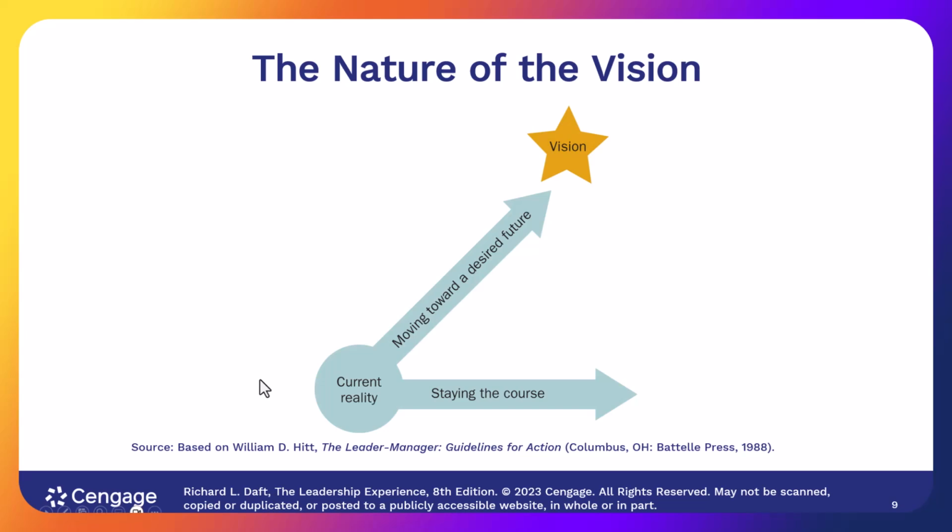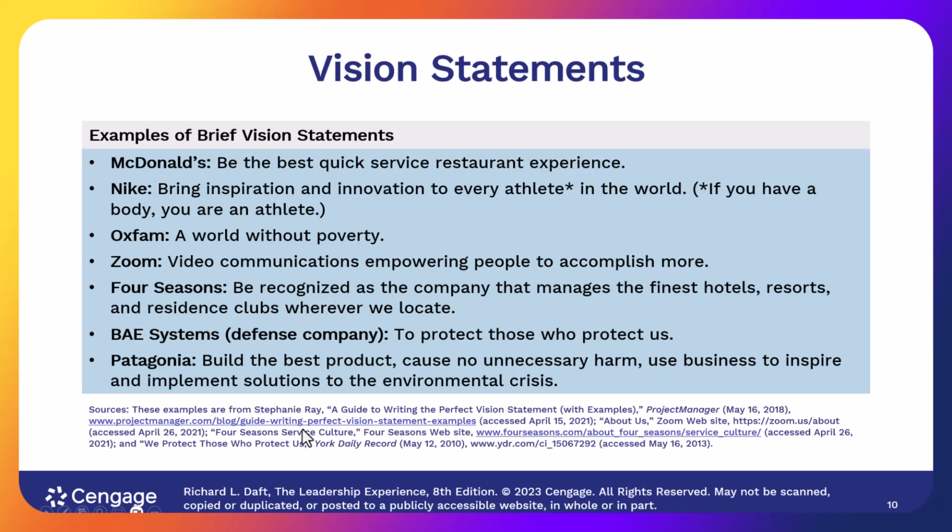The nature of the vision. So if you look at current reality, you see the straight line that says stay the course. This is where a lot of leaders would be comfortable staying the course and doing the status quo. And this is safer for a lot of people. They're more comfortable with that. But these visionaries, this is not the way they want to go. They want to move towards a desired future. They're looking at today, but they're thinking about tomorrow too. And so they're going to go upward, and that's going to be that vision that we're talking about.